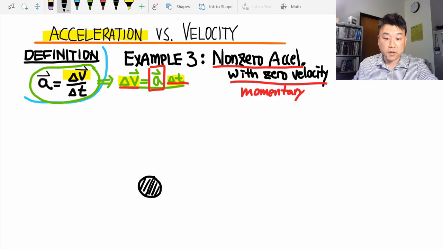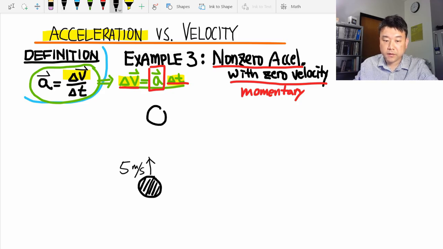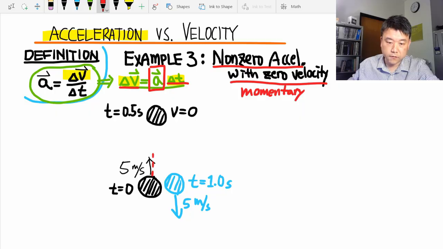So let's say at the bottom, I threw it up with a velocity of 5 meters per second. Then about half a second later, at the top, the ball would have a velocity of 0. And then another half a second later, the ball will have come down and it'll be moving downward at 5 meters per second. And this is the rough trajectory of this ball.